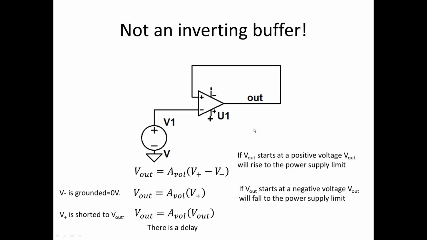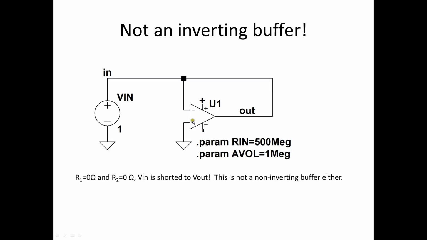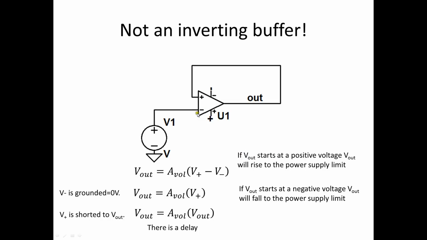Here's another not an inverting buffer, or almost a nothing circuit. I'm putting V in on the negative terminal. You might have noticed that the negative terminal is always on the top and the positive's on the bottom in all my other examples. In this example, I have positive on top. And yes, I've got the power supplies correctly attached as well.